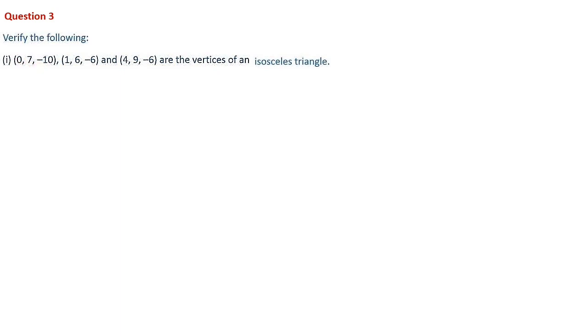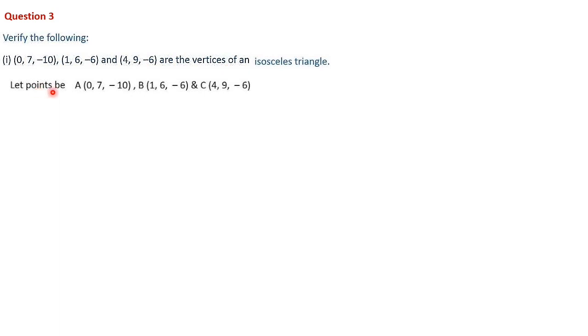Next we shall discuss the third question. Verify the following. There are 3 sets of points given to us: 0, 7, minus 10; 1, 6, minus 6; and 4, 9, minus 6. We have to verify whether these points form the vertices of an isosceles triangle or not.